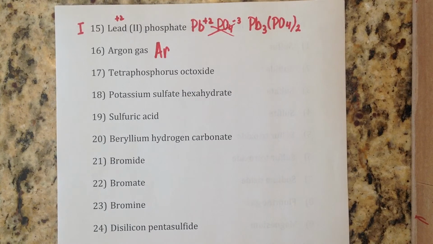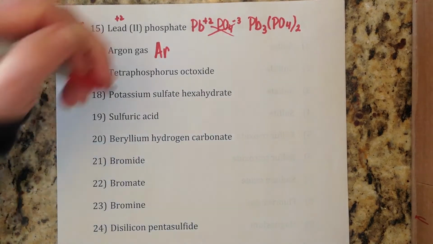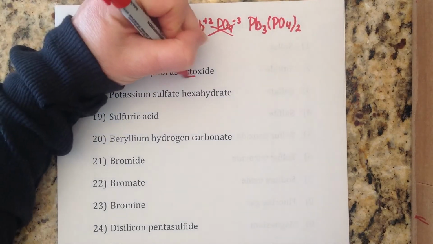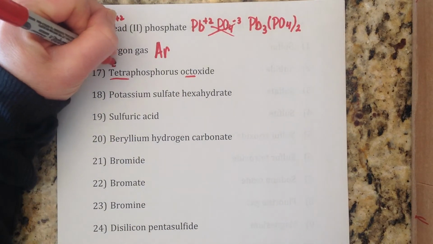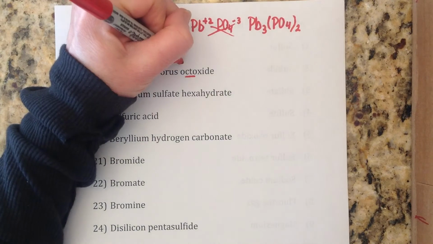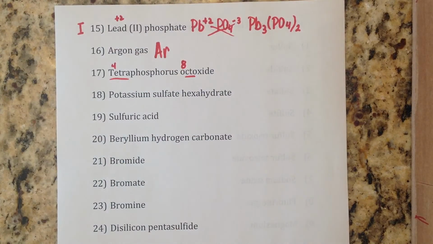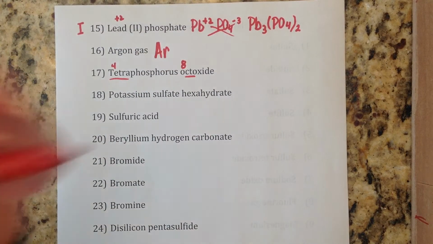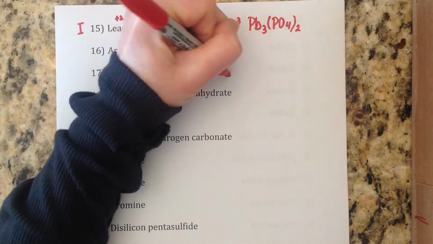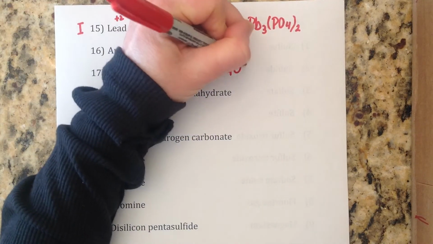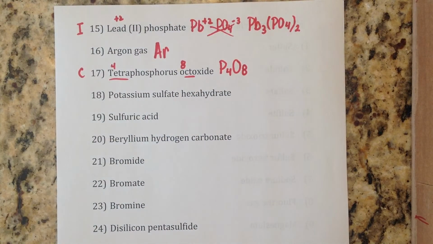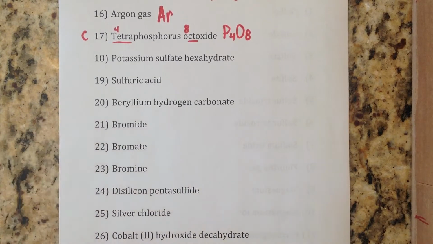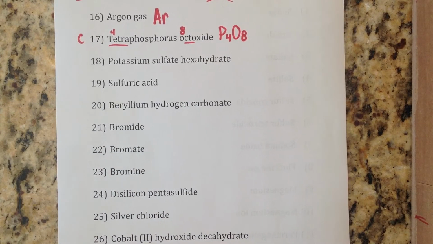Number 17, tetraphosphorus octoxide. Right away, most of you probably saw these prefixes. That's kind of a dead giveaway. The reason that it's covalent is you have 2 nonmetals technically. But when you see this, you're like, okay, that's 4 phosphoruses, that is 8 oxygens. Basically, they just gave you the subscripts. So P4O8. That's it. That's a covalent compound. Again, notice no crisscross.